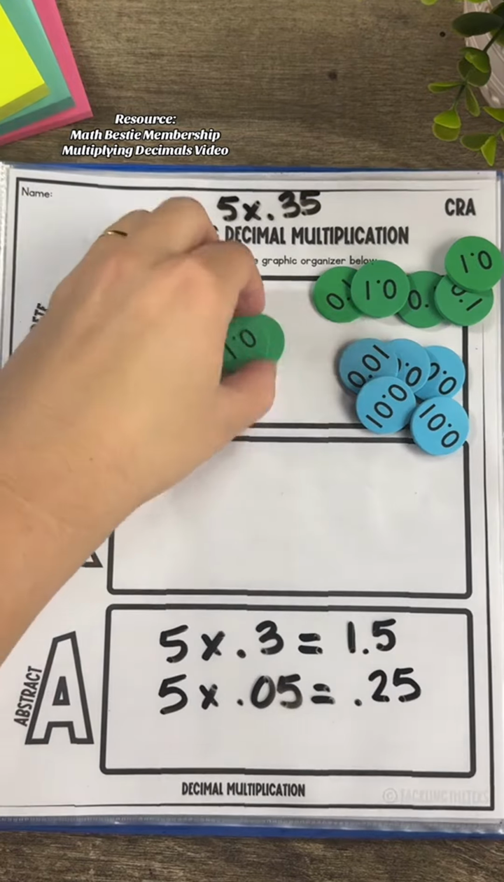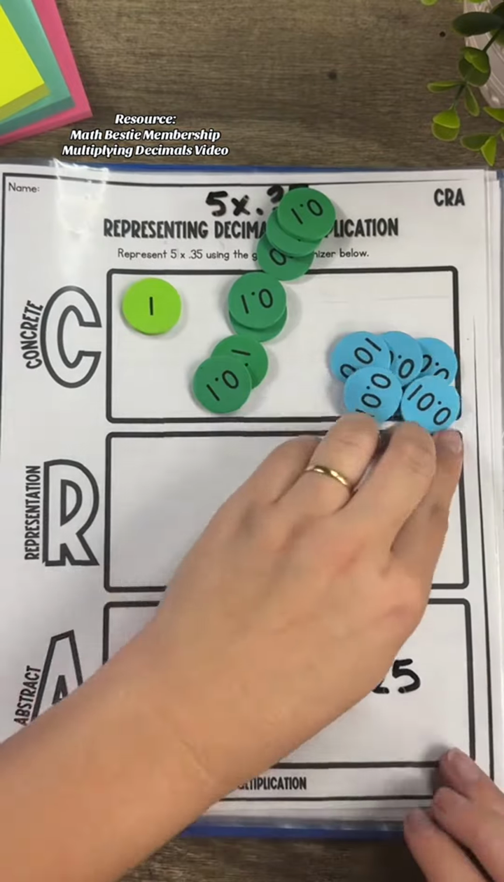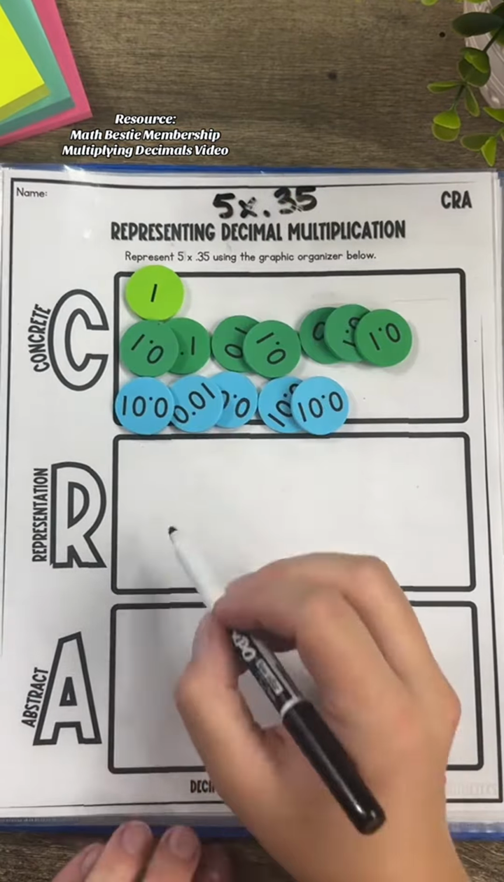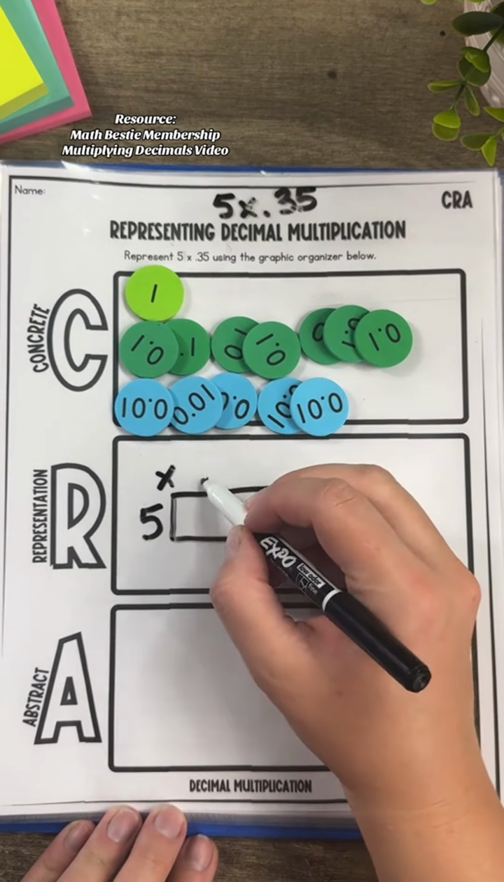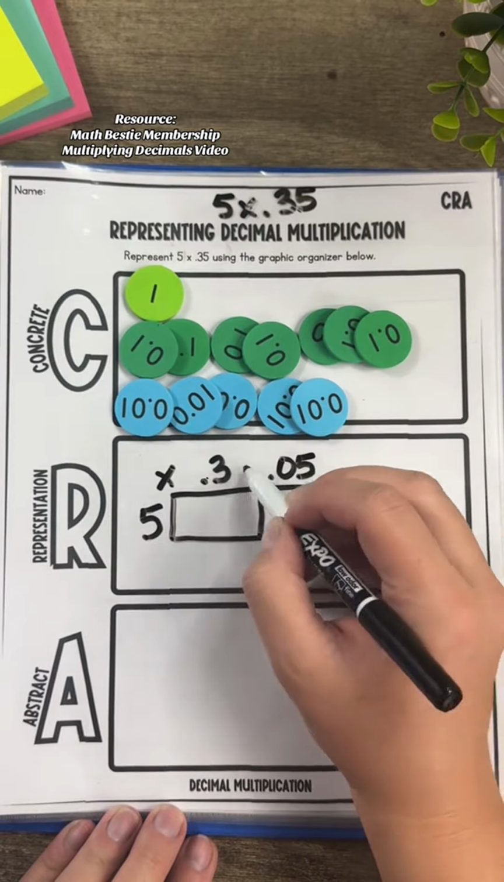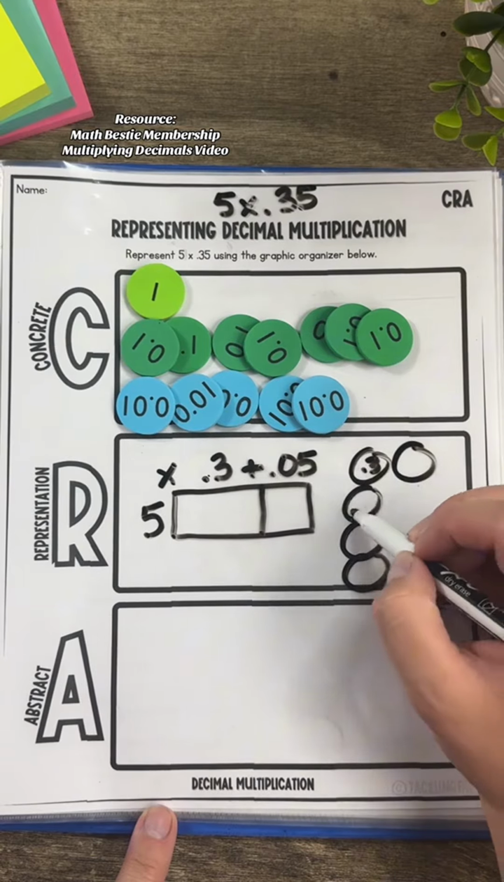So here I have my partial products. When I add these all together, I do get 1 and 75 hundredths. We can also use an area model to represent those partial products. Using an area model does require some good place value knowledge with decimals. If your students are struggling with this, they can always draw a visual model.